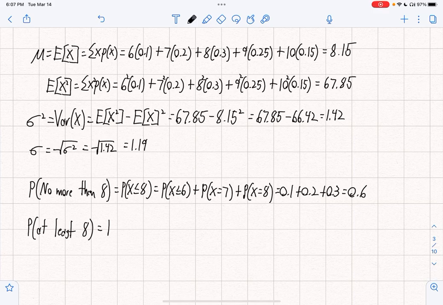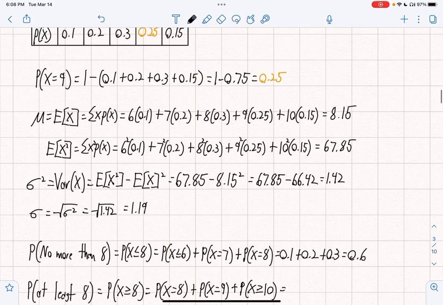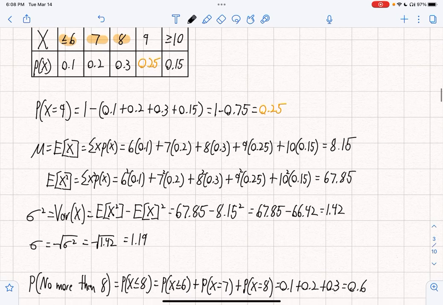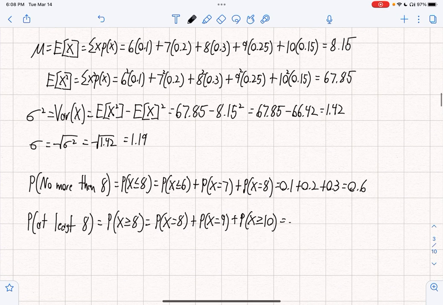Okay, x is at least 8, so probability x is greater than or equal to 8. So this would include probability x is equal to 8 plus the probability x is equal to 9 plus the probability x is greater than or equal to 10. And again, going back to our table, that'd be 0.3, 0.25, and 0.15. So this is 0.3 plus 0.25 plus 0.15 is 0.7.